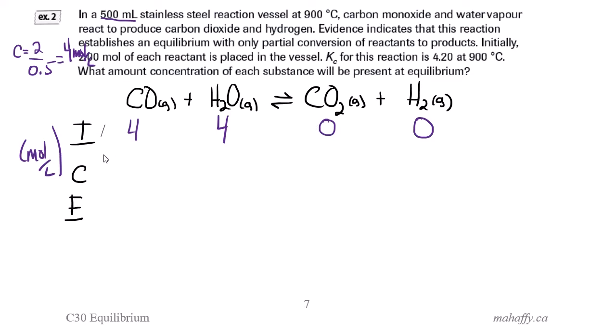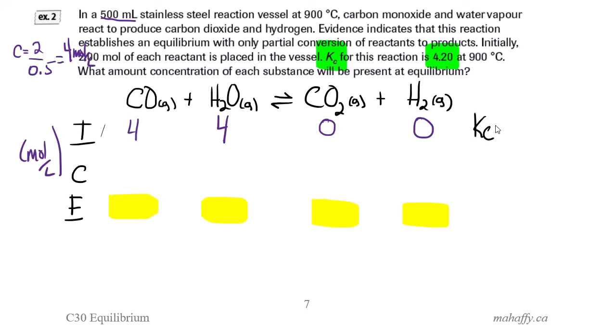Now, I'm looking for the amount concentration of each substance at equilibrium, but unlike the last one, I'm not given any of the changes, so I don't know what these decrease by. I don't know what these increased by. But I am given another piece of information, which is the Kc. So the Kc is going to come in valuable here. I'm going to have to do a little bit of algebra.